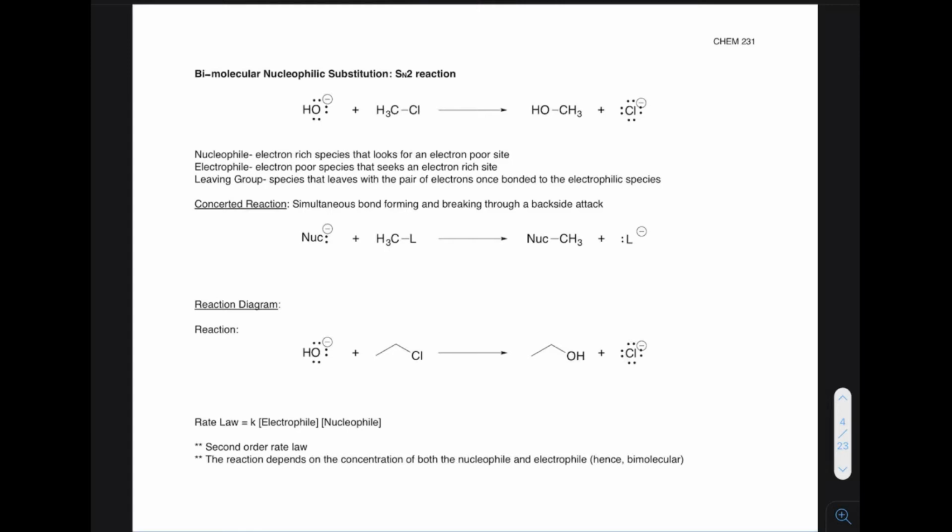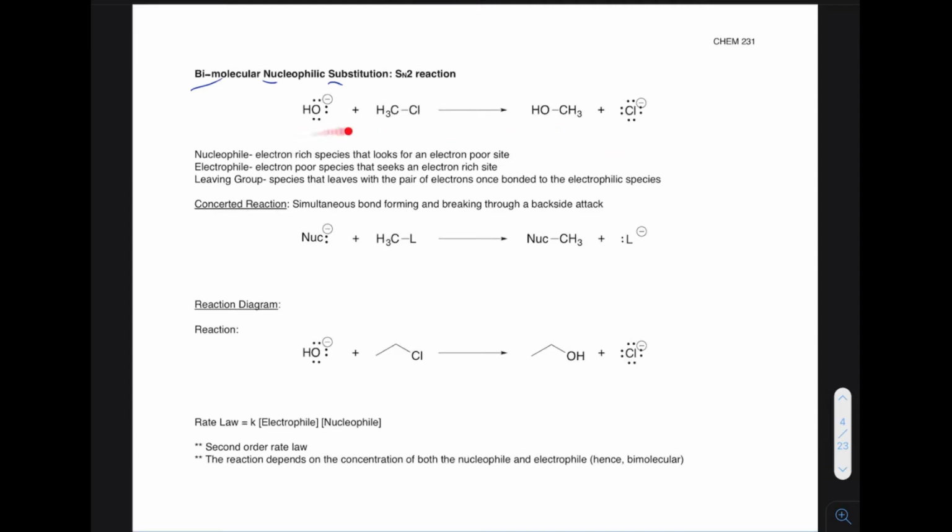So the first reaction we're going to look at today is the SN2 reaction. What that stands for is substitution, nucleophilic, and bimolecular. We'll get into each of those terms in just a second here. But the general scheme for an SN2 reaction is as follows.